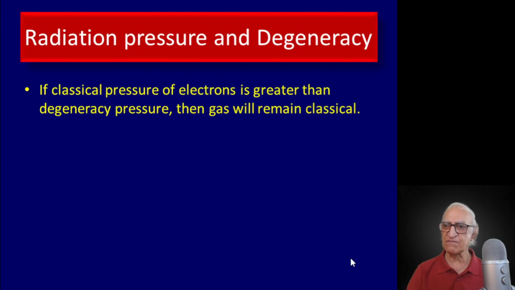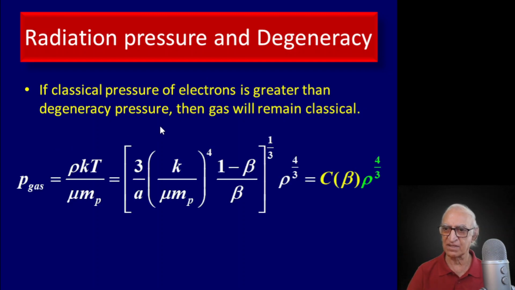Now, if the classical pressure of the electron is greater than the degeneracy pressure, then the gas will remain classical. This is what I've been saying many times. So gas pressure has now been recast in this form. It is a function of this fraction beta and rho to the power 4 by 3. Let me stress, no fraud has been committed. All I have done is to express temperature and Boyle's law in terms of the density and this fraction beta.